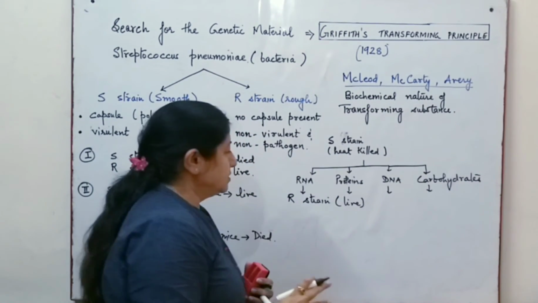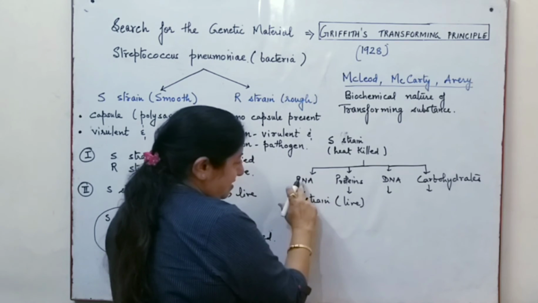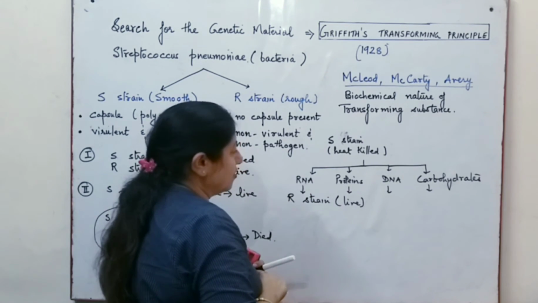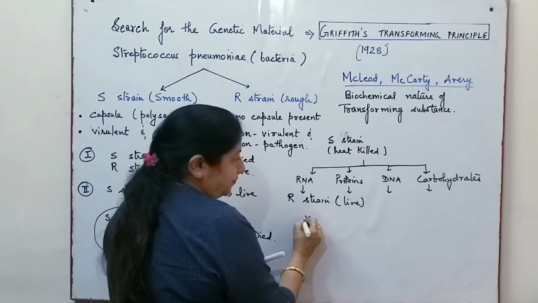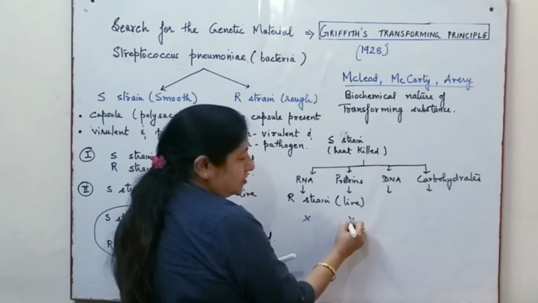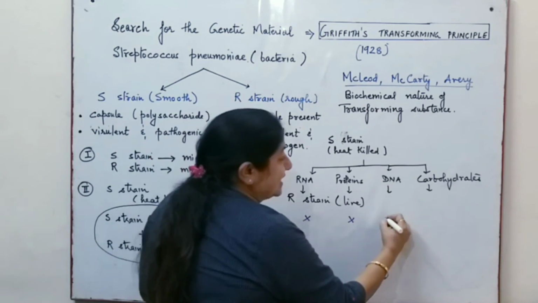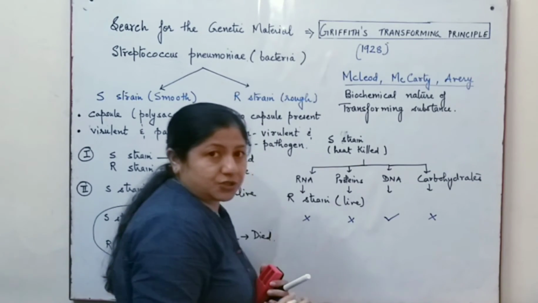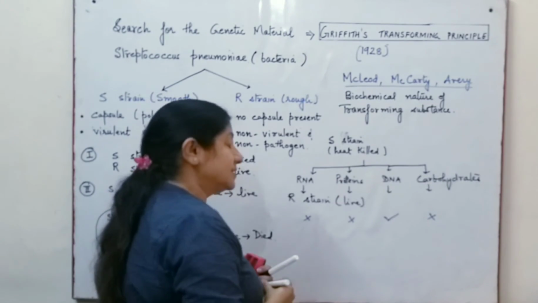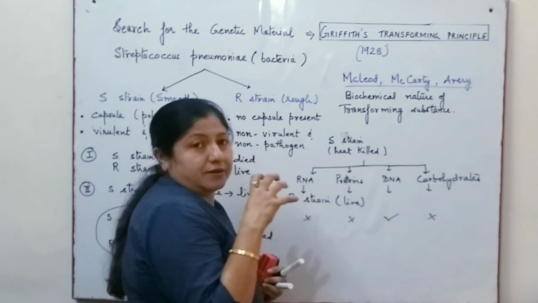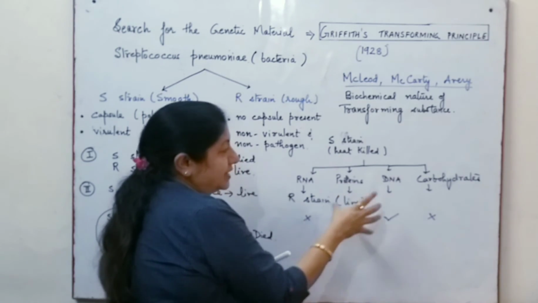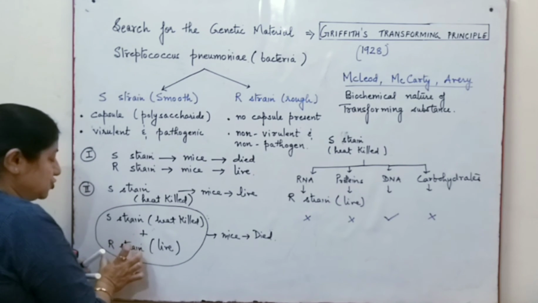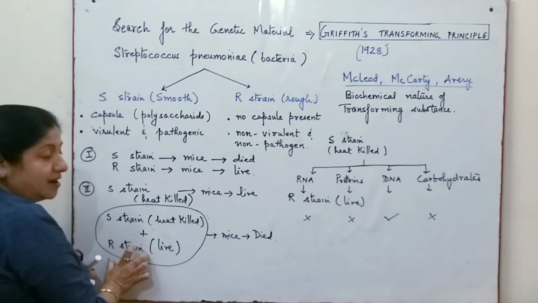They found that the introduction of RNA into the live R strain did not cause any transformation. The protein further did not cause any transformation. DNA caused the transformation, and the carbohydrate did not cause the transformation.